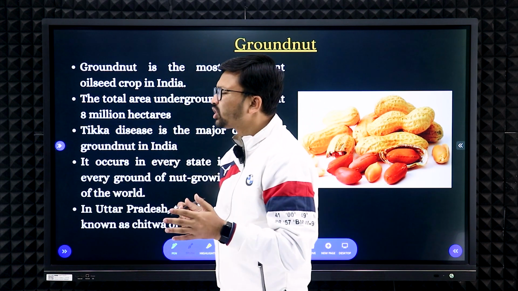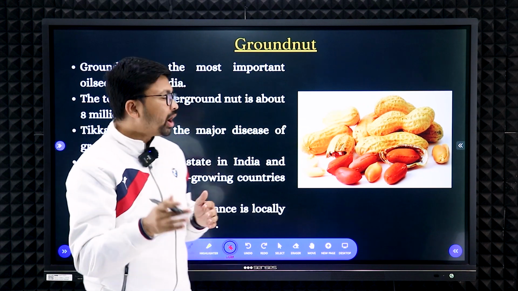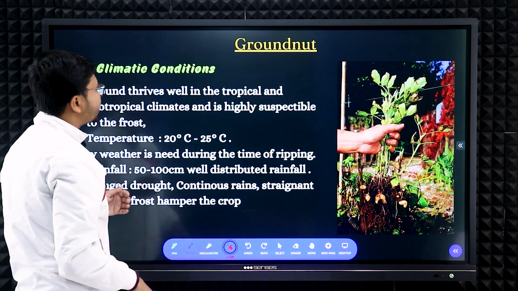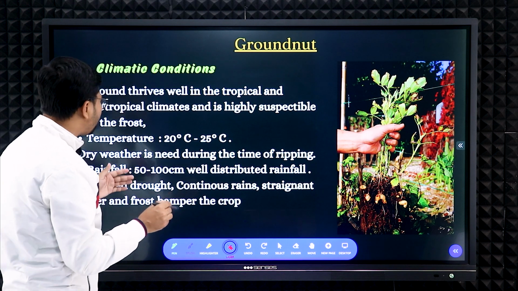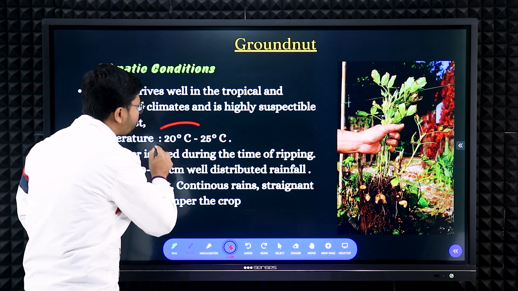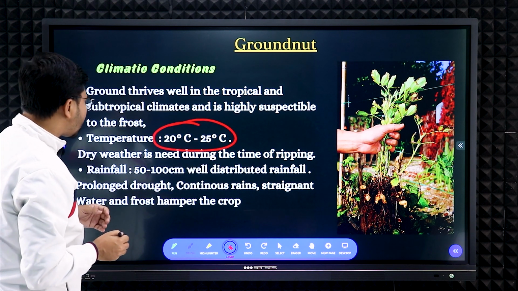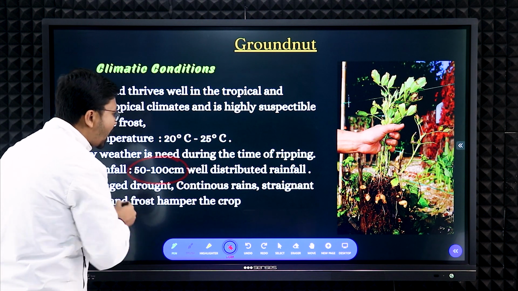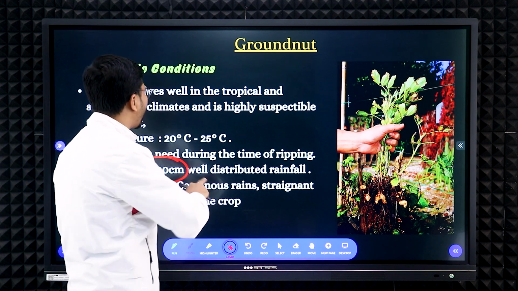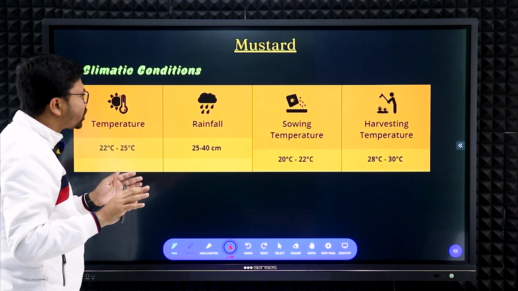Next, one more important crop, that is groundnut. Groundnut is an oilseed that we produce to get oil, right? So for that it is popular. For the climatic conditions required, you need to mark the temperature, 20 to 25 degrees Celsius, and rainfall is also required less. How much? 50 to 100 centimeters of rainfall is required, right? Those are the basic things you need to remember.